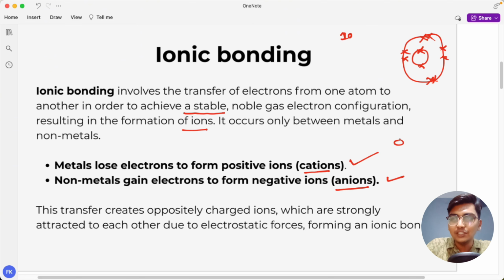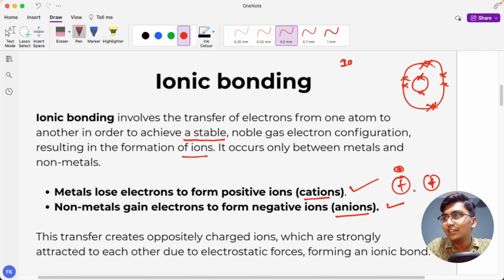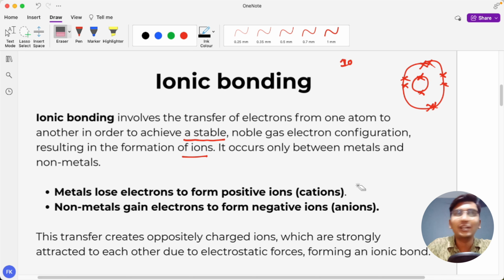These positively charged and negatively charged ions are strongly attracted to one another by electrostatic force, thus forming an ionic bond. Let me show you guys a simple diagram of it.